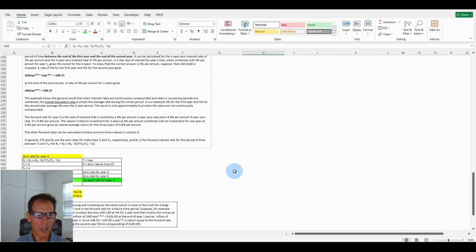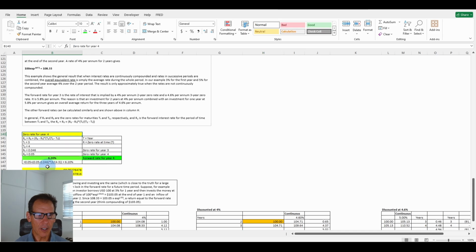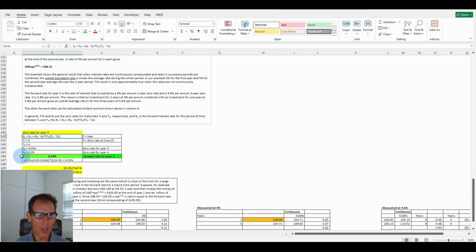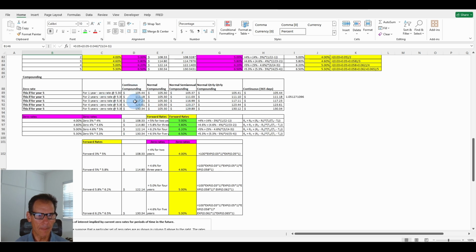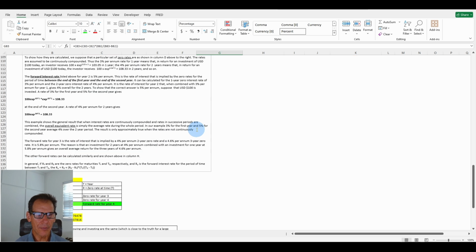What are we doing for the zero rates for year 4? So we're going to use R1, R2, T1, and T2. T1 is equal to 3. T2 is equal to 4. R1 is equal to 0.046. And R2 is equal to 0.05. The forward rate for year 4 is R2 times T2 minus R1 times T1, divided by T2 minus T1, which is 4 minus 3. We've done that repeatedly up here. Okay, yeah, right here. Those are our forward rates.